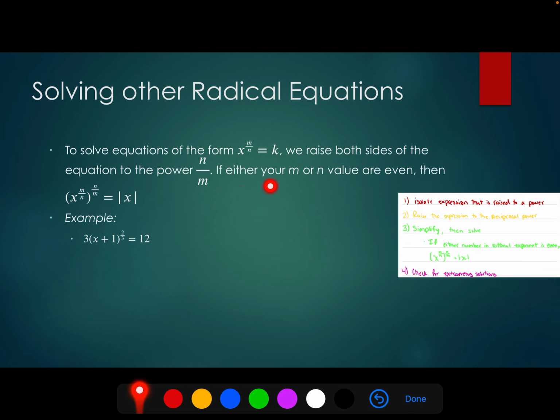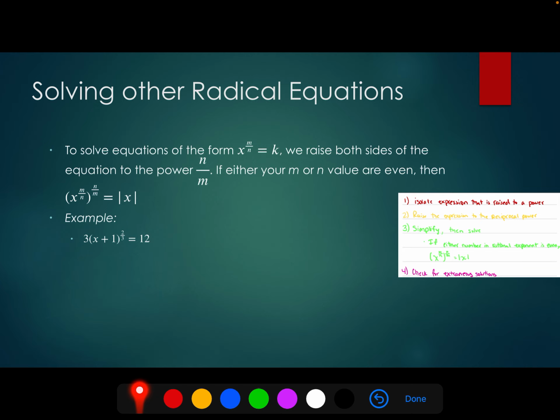And then if either your m or n value is even, then we say that x to the m over n power raised to its reciprocal is equal to the absolute value of x. So let's take a look at this example and work something out.